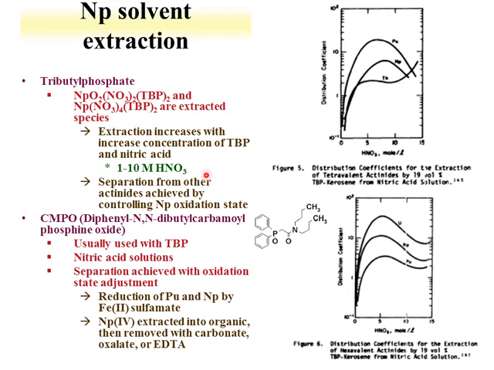We've already discussed the solvent extraction-based methods using tributyl phosphate, where, very similar to uranium, we get the neptunium-6 with 2 nitrates and tributyl phosphate, and as we'll see with plutonium, the neptunium-4 with 4 nitrates and tributyl phosphate system extracted. Data is shown here for the extraction of tetravalent neptunium and hexavalent neptunium. CMPO, which is a ligand that is preferentially used in the TRUEX process, has also been studied with tributyl phosphate, and separations have been achieved with oxidation state variation, where neptunium and plutonium can be reduced and neptunium-4 can be extracted into organic and then removed with carbonate, oxalate, or EDTA.